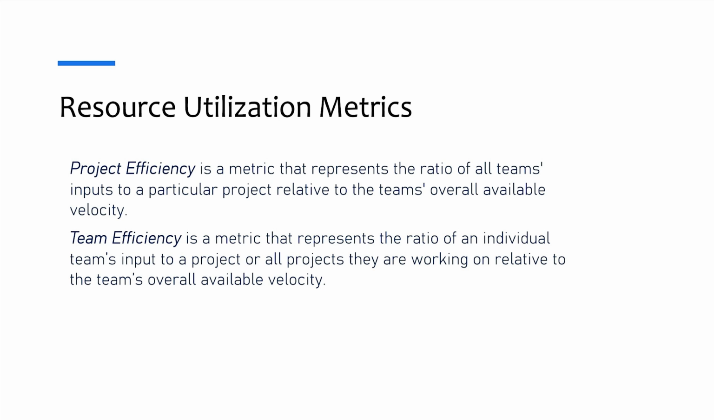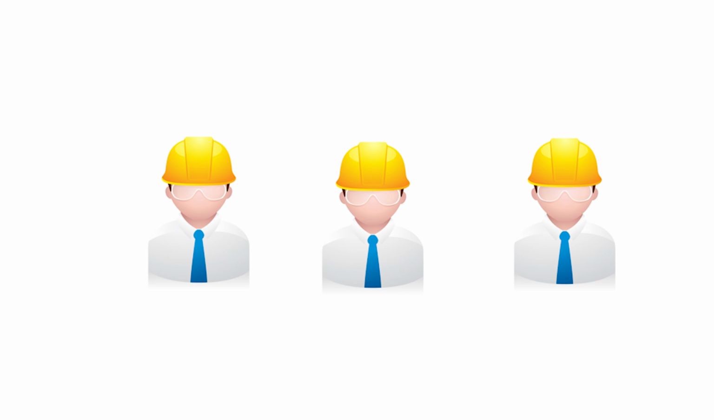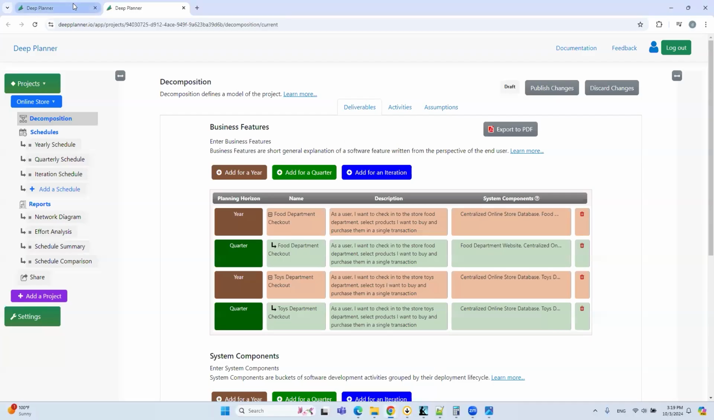Let's review an example. Let's say, for instance, we hired a development team for a quarter of the year. We assign them a project that lasts only 1 month. Let's calculate efficiency. In order to do that, I will be using a tool called Deep Planner that allows me to do that in an automated way.